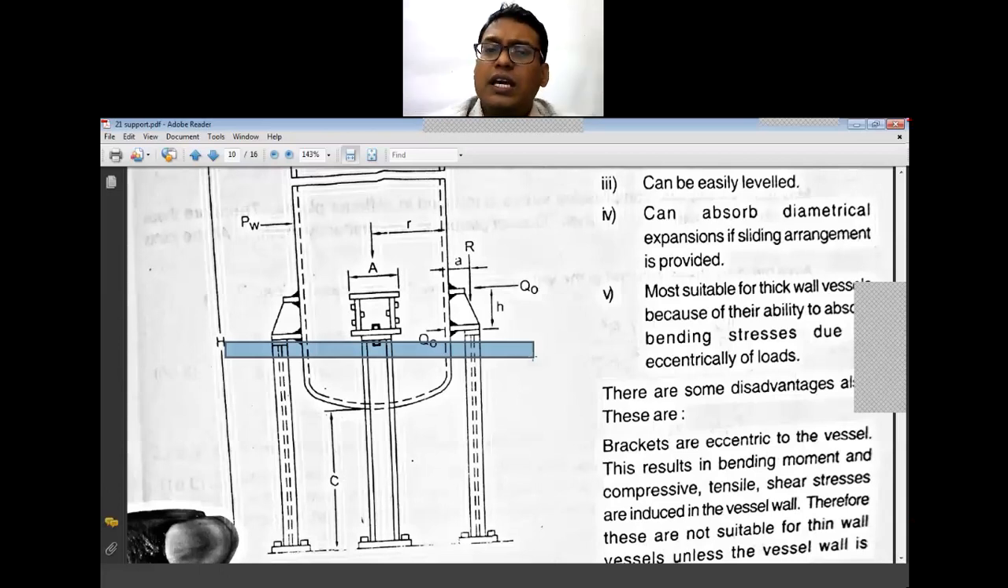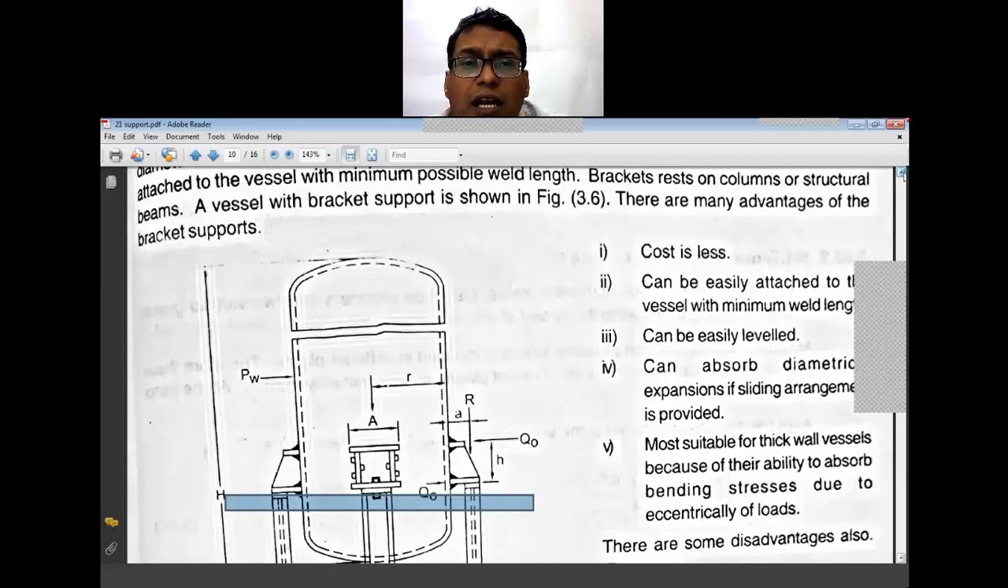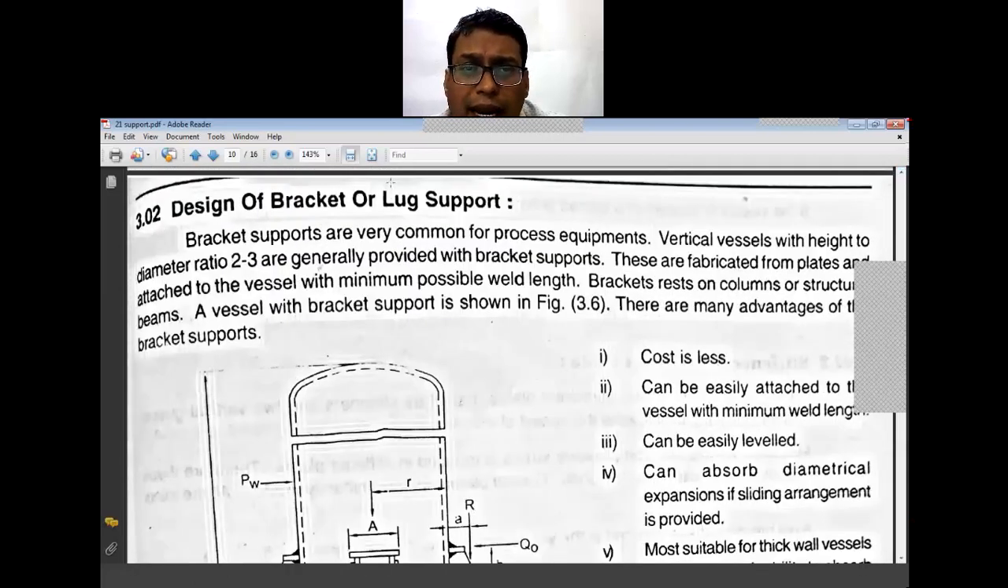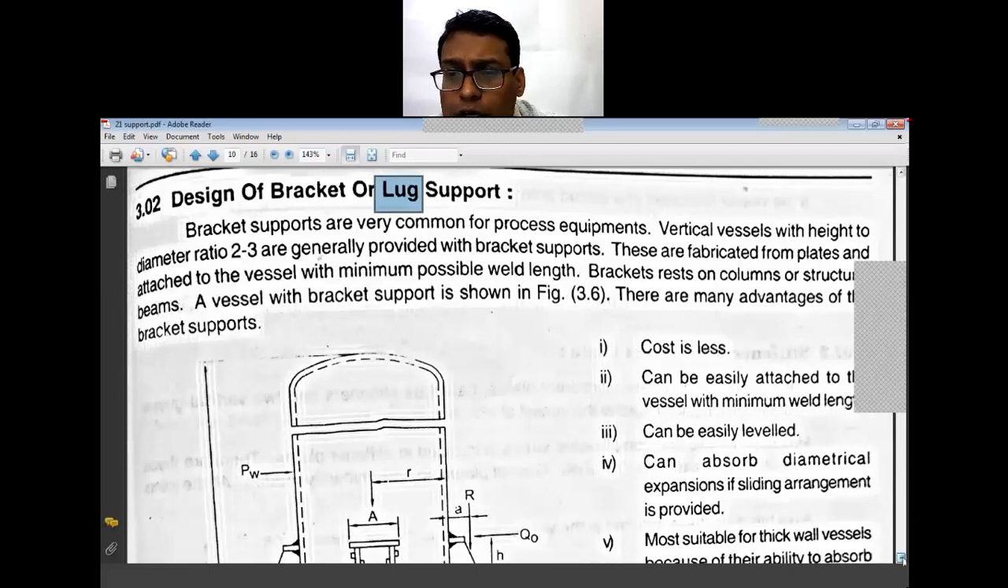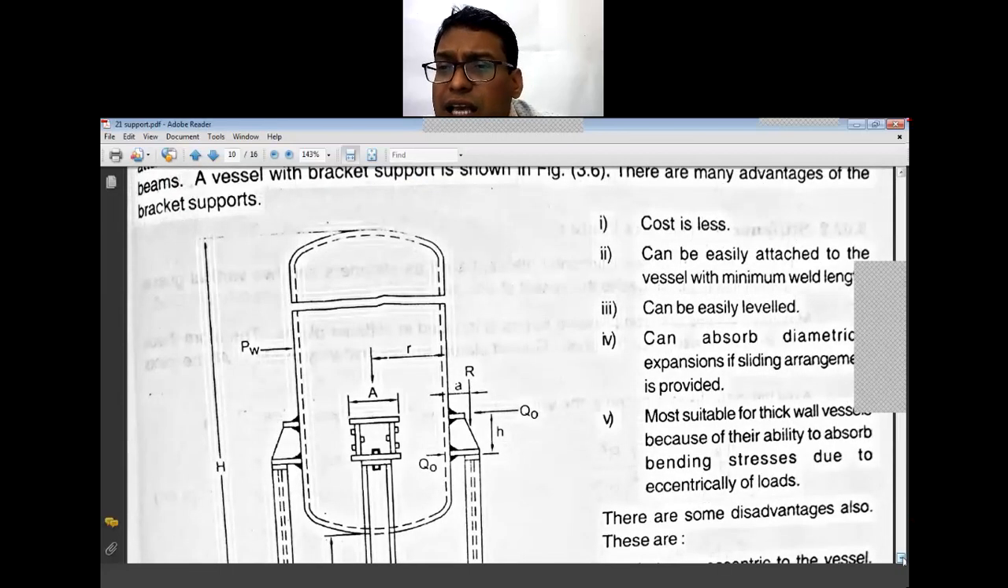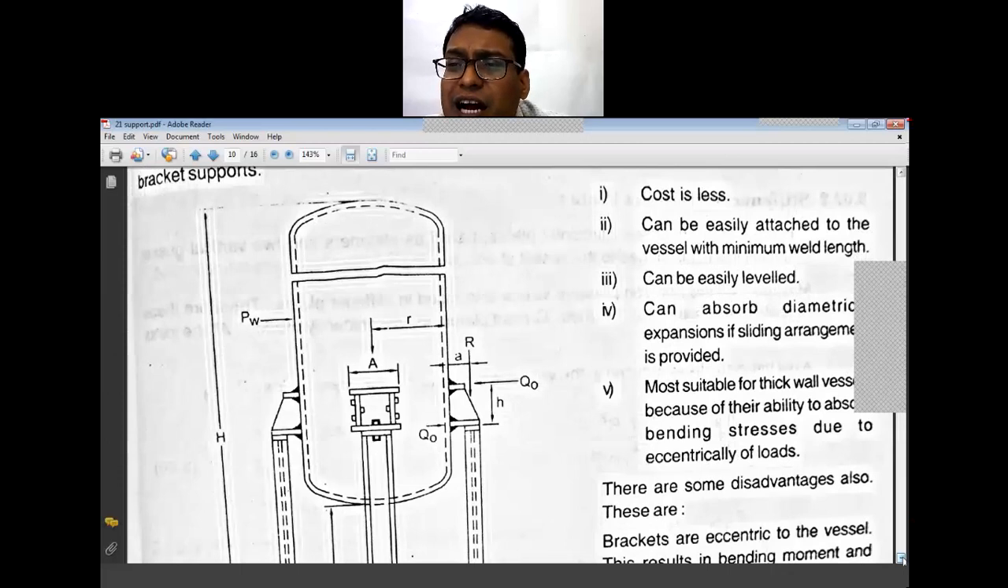So this is the more common case, where L by D ratios are less than 2 to 3, and which are provided inside the building. These are the brackets that are used. They are also called lug supports, or bracket supports. It is less costly and can be easily attached to the vessel with the minimum weld length.